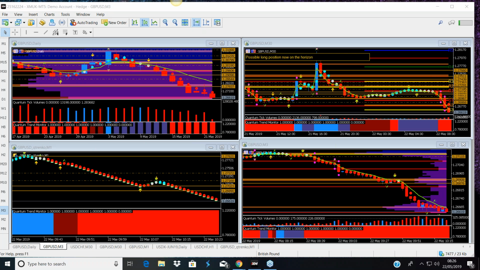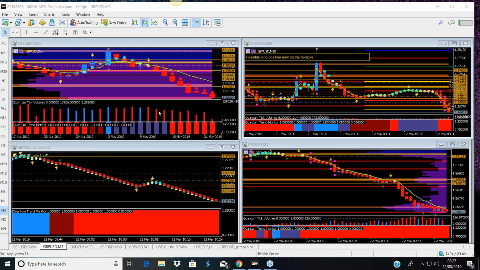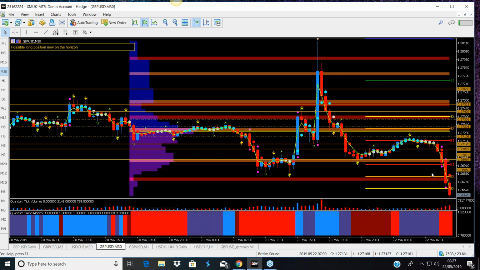This is my profile on MT5 of cable, and the way I've got it set up here, I've got a daily chart. I've got the 30-minute chart here because I want to see the levels where I think this price may be heading to. This is based on our Camarilla indicator.